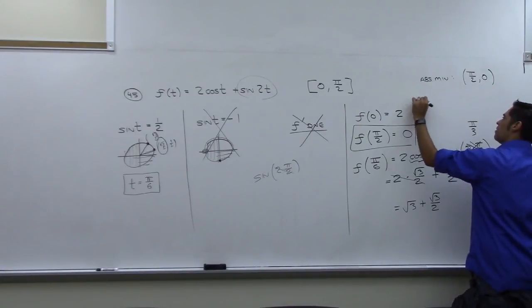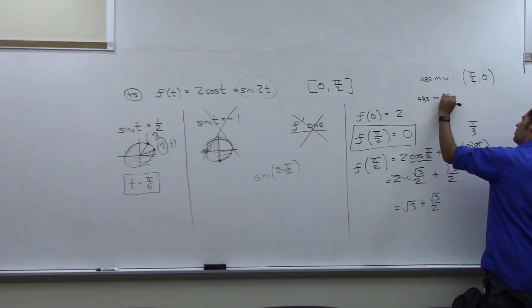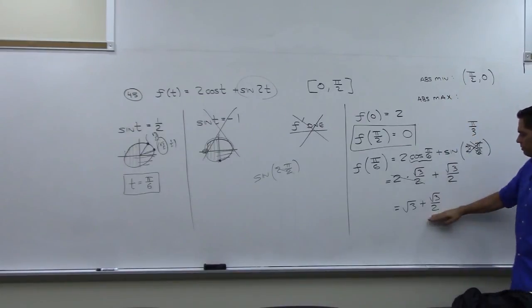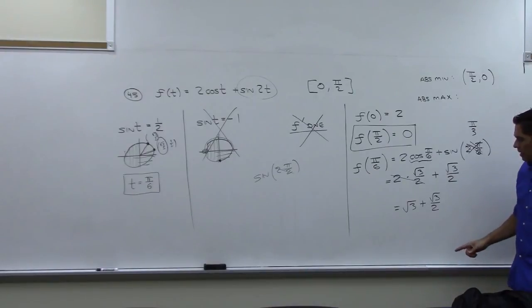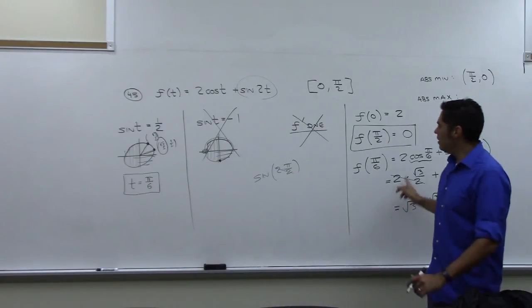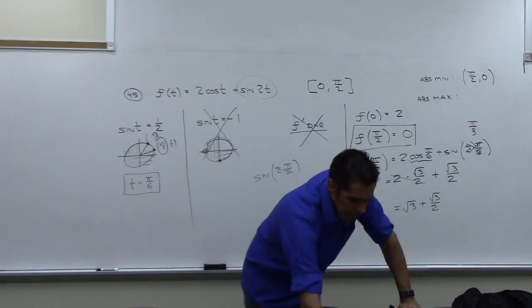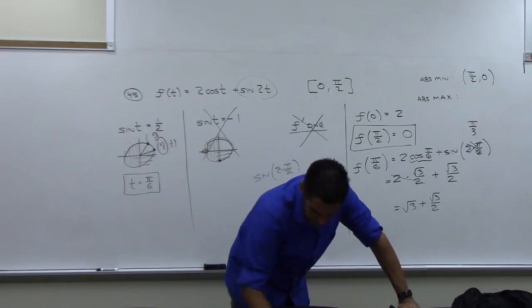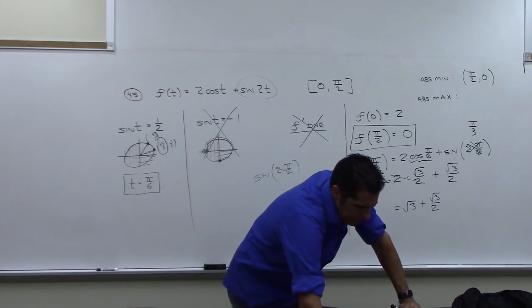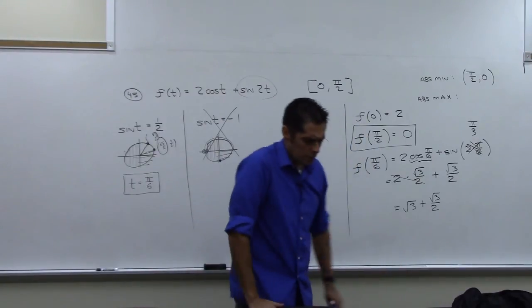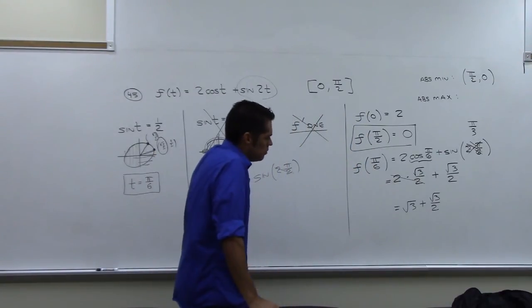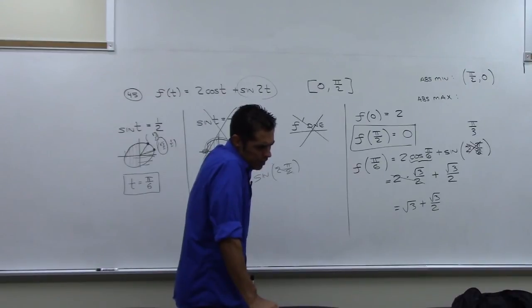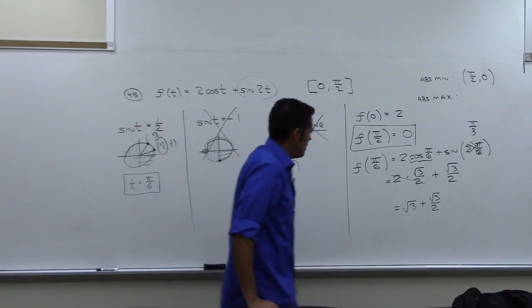The absolute maximum, well, you have to compare this answer to this answer. So which is bigger? Well, you might need a calculator for that. √3 plus √3/2, you need this to be bigger than 2. And I'll save myself the trouble. Maybe the book does it. It's about 2.6.